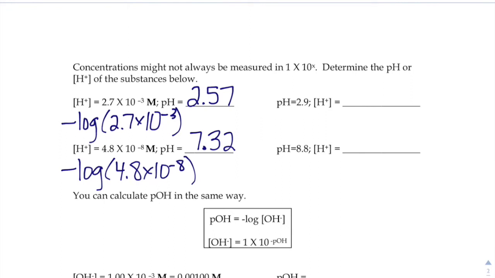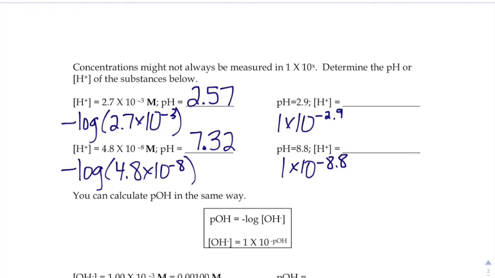Okay, what about if your pH has a decimal in it? Well, the P in pH stands for power. It's a power, an exponent. So we want that to be our exponent, 1 times 10 to the negative 2.9, or 1 times 10 to the negative 8.8. That's what we want, but those numbers look weird, right? You never see decimals in your exponents. We just need our calculator's help translating that into a properly written number.